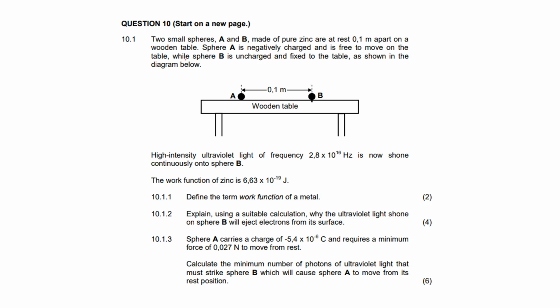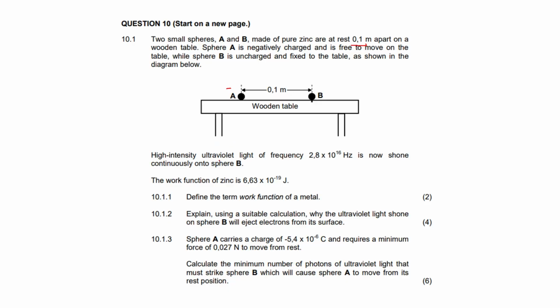Hi guys, let's take a look at this question where we have two small spheres A and B made of pure zinc, 0.1 meters apart on a wooden table. Sphere A is negatively charged and is free to move on the table, while sphere B is uncharged and fixed to the table, as shown in the diagram below.